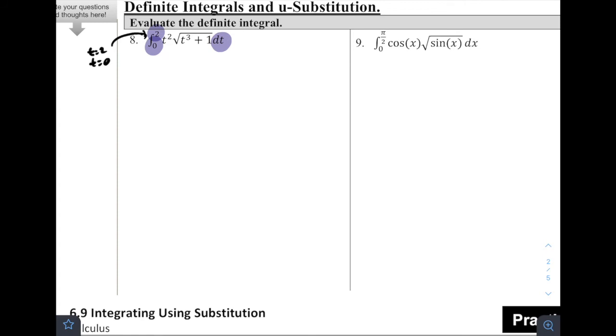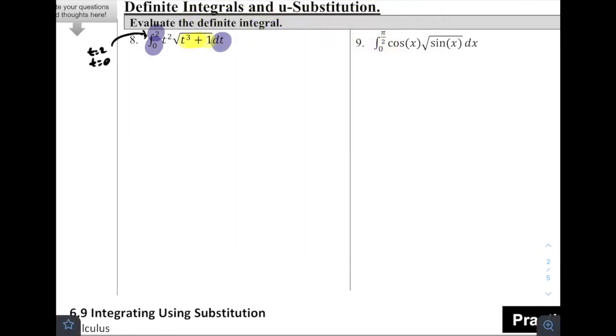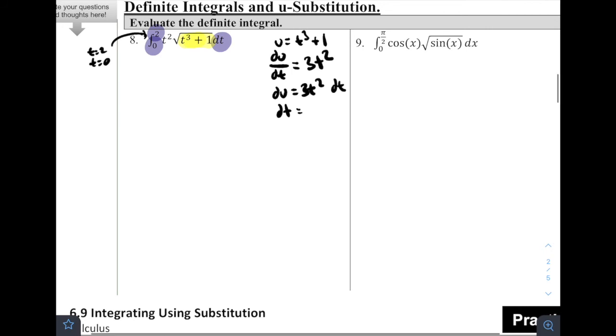So what's inside? The inside part, this part under the square root, this looks like that u is going to be equal to t cubed plus 1. If we take the derivative of that, our variable here is time, so du dt is 3t squared. If we multiply dt to the other side, du is equal to 3t squared dt. And then that means that dt is equal to du over 3t squared.